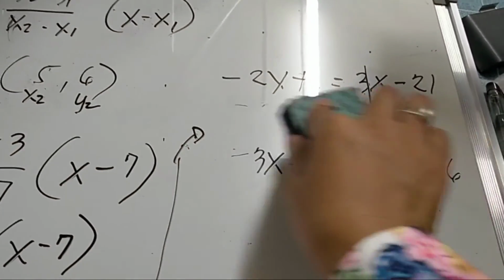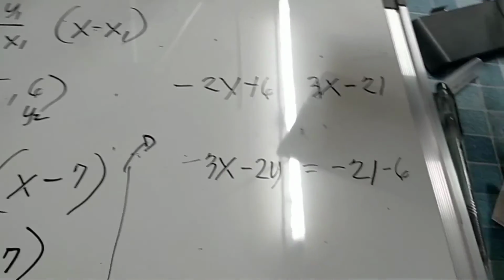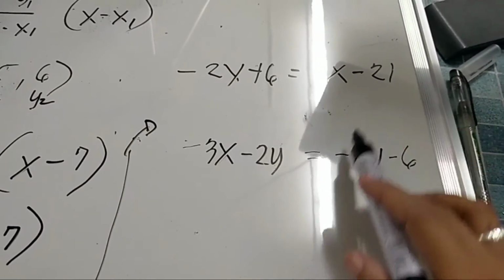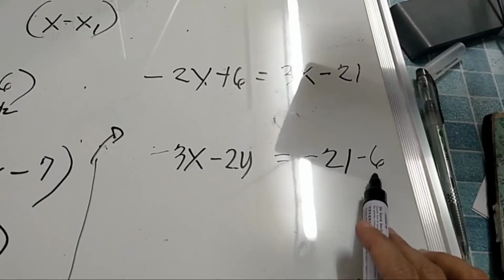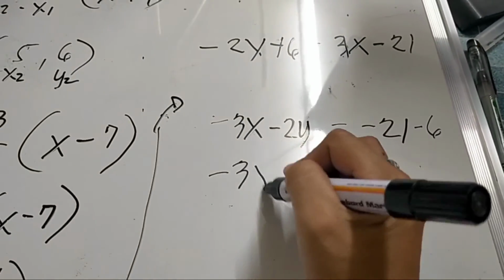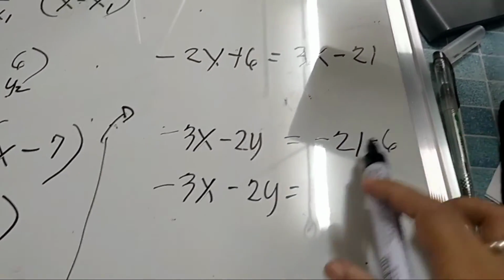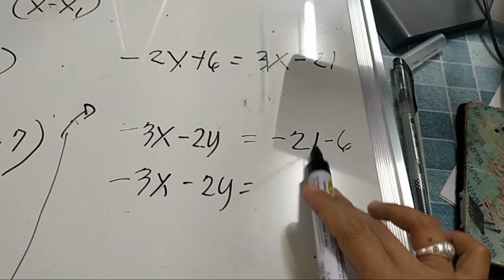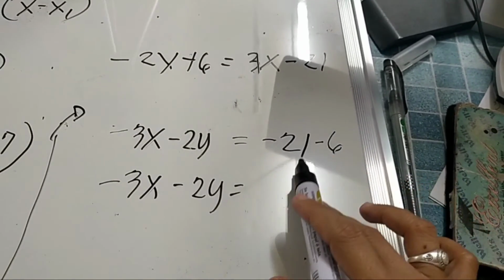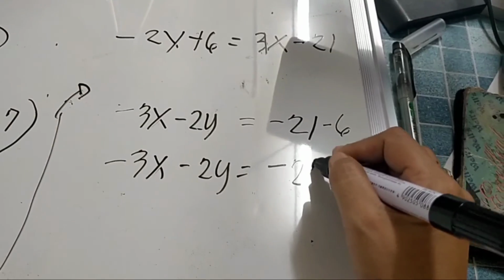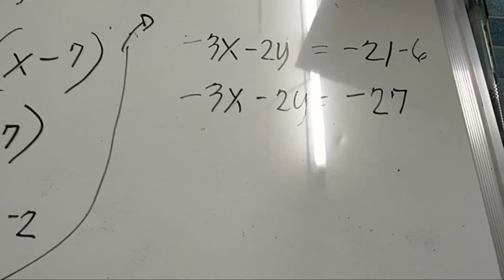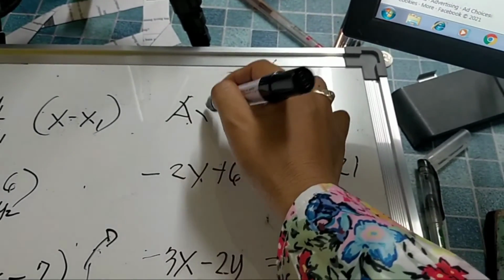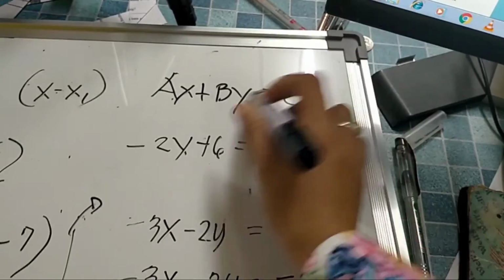There are other techniques, but this is for us. This will transpose: negative 3x, negative 2y equals negative 21. Then transpose the 6, which becomes negative. So this will be negative 3x minus 2y equals, since they have the same sign, we add: 21 plus 6 equals 27. Then copy the common sign, negative. So negative 27. Again, always remember that our form ax plus by equals c always has a positive x.